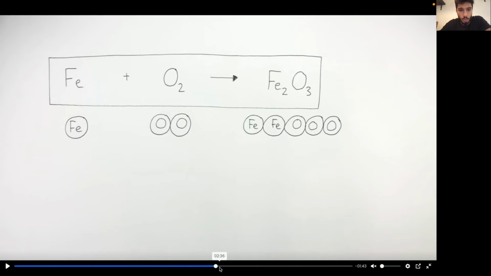Now, what we're going to do, we need to make the number of oxygen atoms on the left equal the number of oxygen atoms on the right. A tip before I go on is that if you ever have a symbol such as Fe or another metal element by itself, always leave that until the end. That's always the easiest thing to balance.